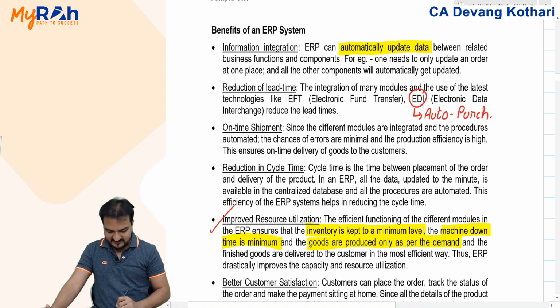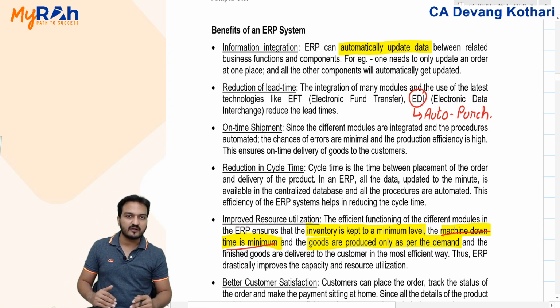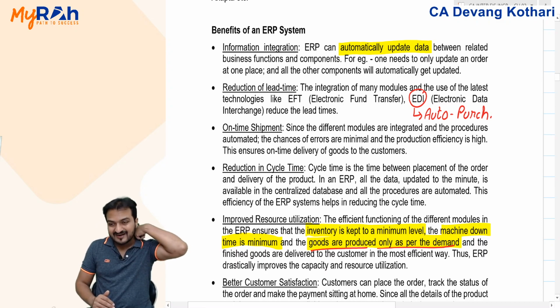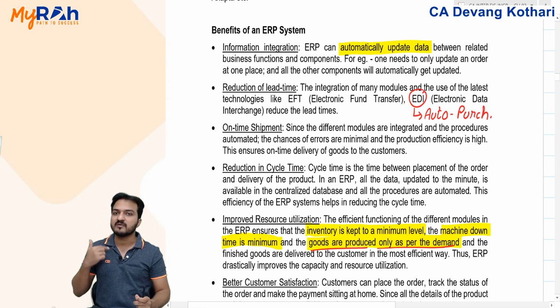Improved resource utilization. Yes, my resources can be better utilized. I can keep inventory to the minimum level. I can keep machine downtime also to the minimum level. I don't need to keep excess inventory. I will produce goods only as per the demand, because I know that I can do the delivery in a much faster way now.